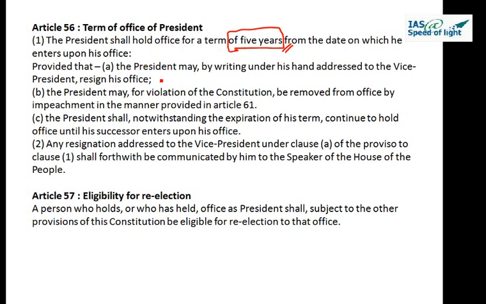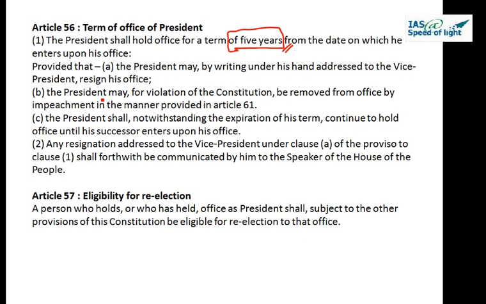provided that, A, the president may by writing under his hand address to the vice president resign his office. These little facts are very important, and they are asked very frequently in all the examinations: to whom does the president give his resignation? The president gives his resignation to the vice president of India.